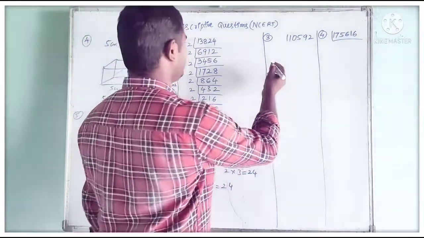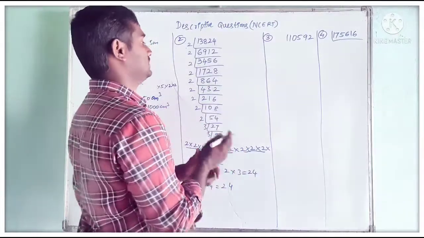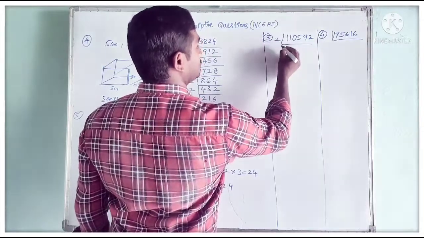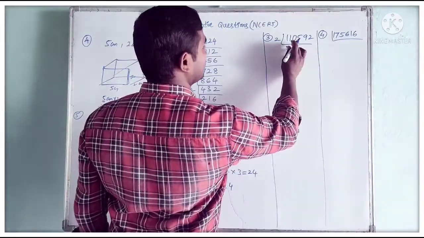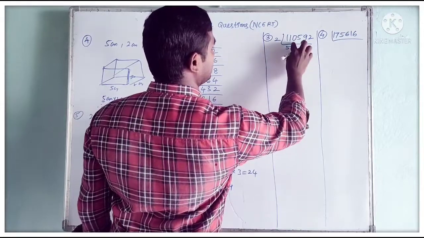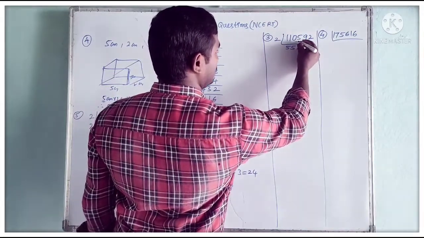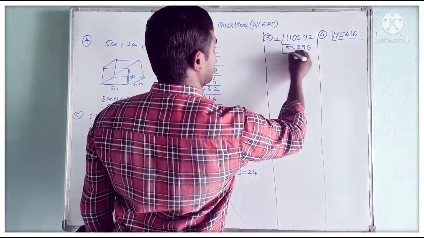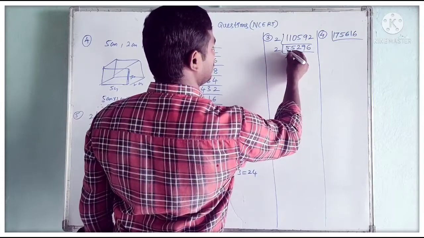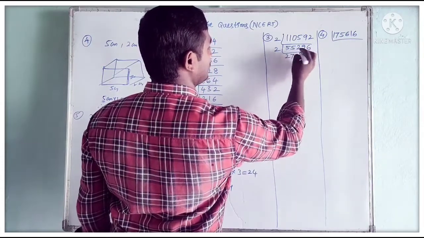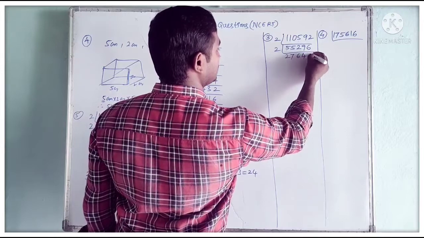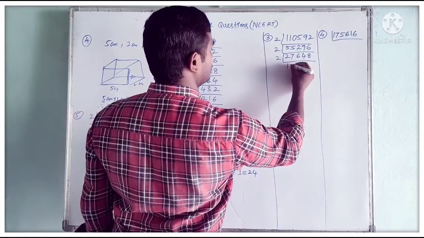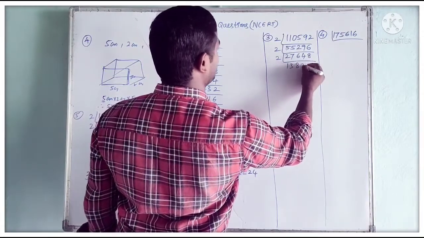Next, this prime factorization for this you can write. So do it dividing in the 2 table. 2 1's are 2, 2 5's are 10. 2 2's are 4, 2 9's are 18. 2 6's are 12. Next again 2 table. 2 2's are 4, 2 7's are 14. 2 4's are 8, 2 8's are 16. Again 2 table. 2 1's are 2, 2 3's are 6, 2 8's are 16, 2 2's are 4, 2 4's are 8.